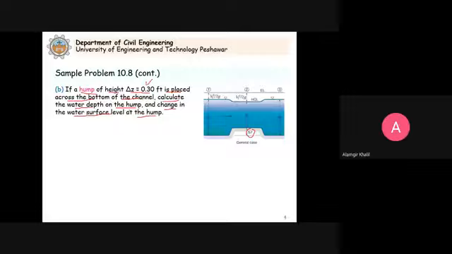And we have to calculate the water depth at the hump, which means this y2, because now the depth will change because of this hump. So what is the value of this y2? This is what we have to calculate. Once we can calculate y2, then we can easily calculate the change in the water surface level at the hump. It means this distance here: this was the water surface, and now this is the water surface. This change in water surface we have to calculate.